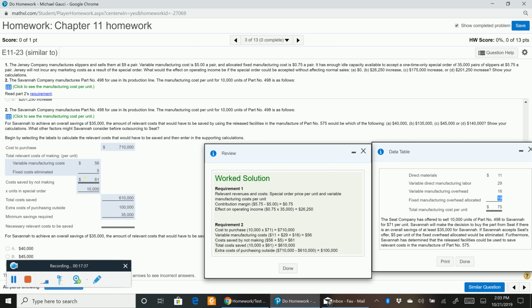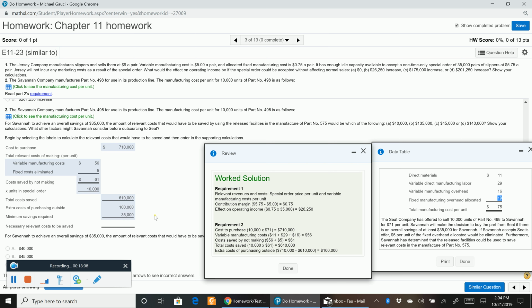So adding it up, the cost saved by not making or by buying outright, we'd save $61 per unit times 10,000 units. 61 times 10,000, we'd save $610,000, if we didn't make it ourselves. So the cost to purchase outright minus making ourselves, there's $100,000 of extra cost if we purchased outside.